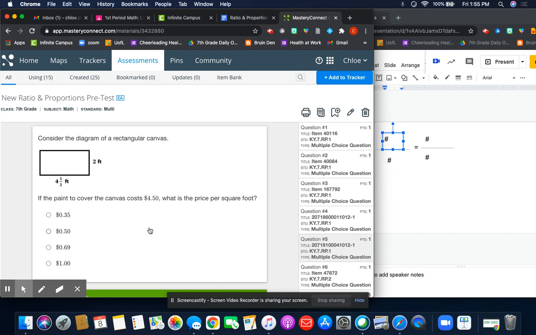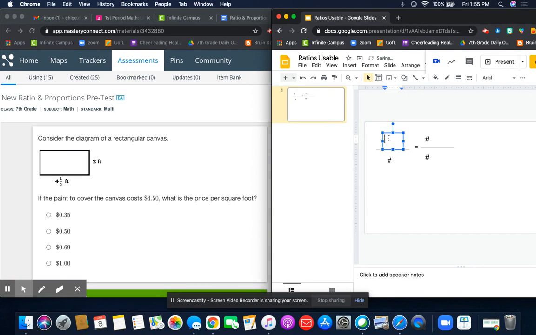So 4.5 times 2 gives us an area of 9. So we have 9 square feet. And to cover that, it costs me $4.50. That's your first ratio. And we want to know what is the price per square foot.